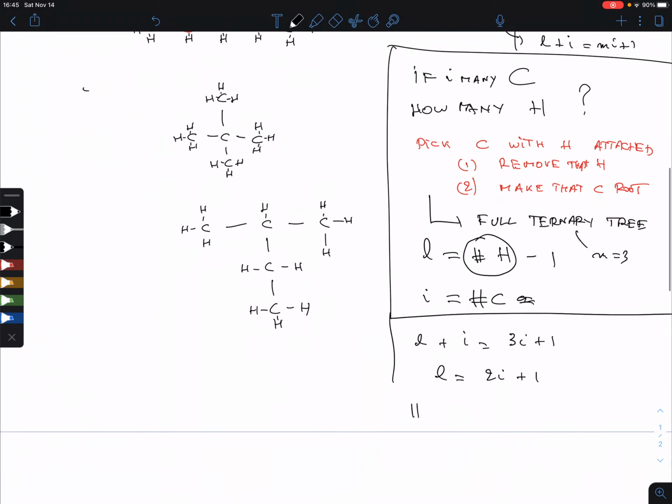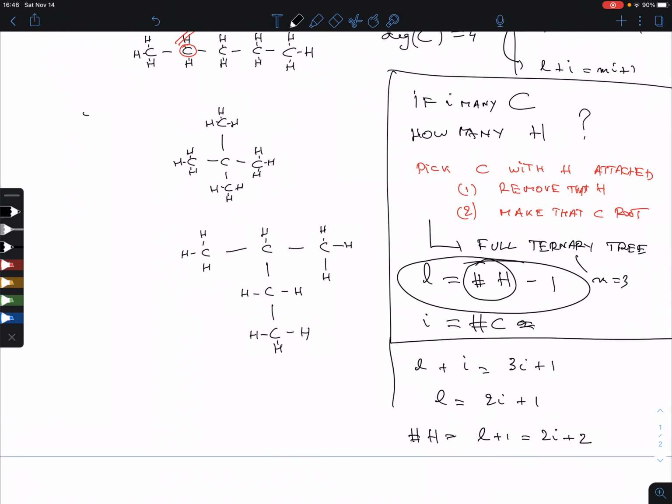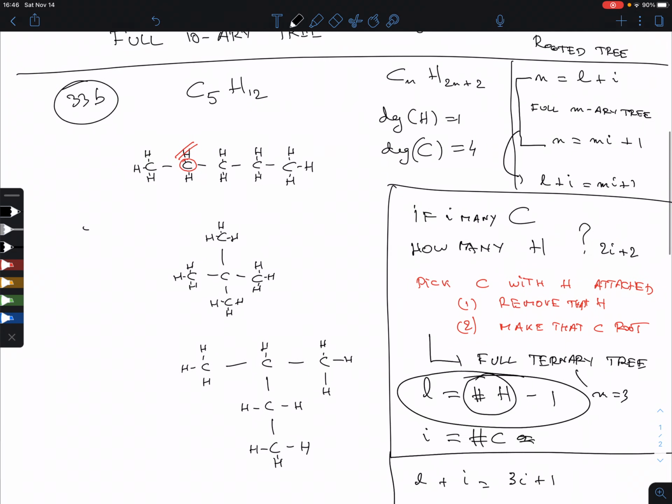Now, what is the number of hydrogen? Remember, it is 1 more. It is L plus 1. So it is 2I plus 2. And that's why this tells us if there are I many C, there are going to be 2I plus 2 many H. And that is where this formula comes from.